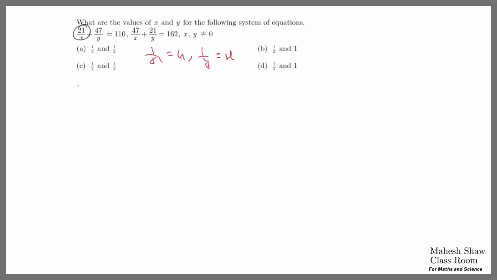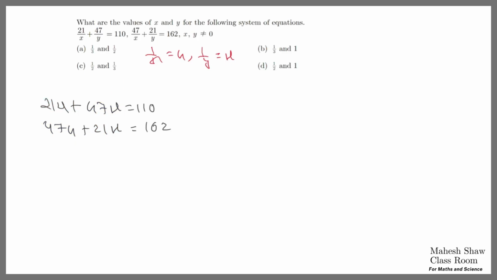So therefore this we can write as what? 21 times u plus 47 times v equals 110. And similarly, this can be written as what? 47 times u plus 21 times v is equal to 168. Now, the next thing you can observe over here is that the coefficient of u in the first is the same as the coefficient of v in the second, and similarly, the coefficient of v in the first is the same as the coefficient of u in the second.